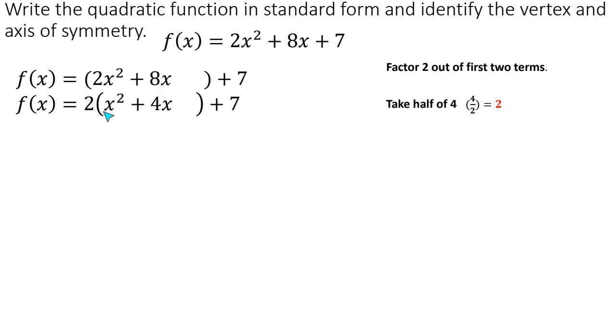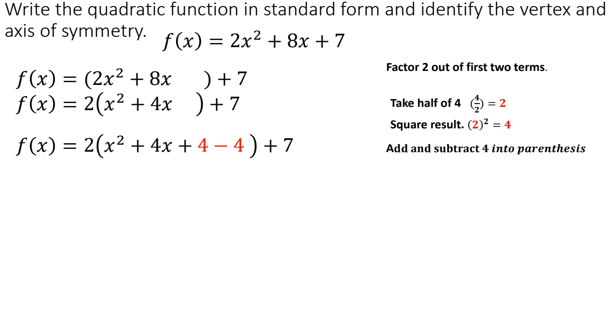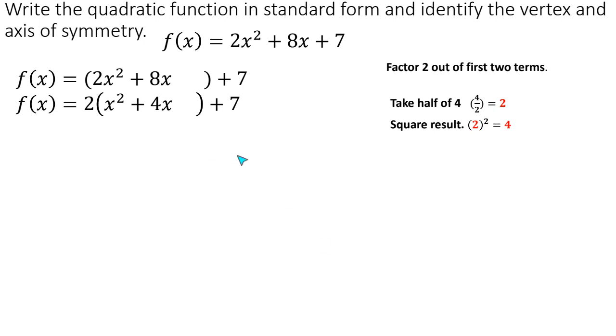Now that we have a 1 in front of our x squared, we're going to take half of b. So my b is 4. I'm going to take half of it. 4 divided by 2 is 2. And then your third step now is to square your result. So if we have 2 and we square, then we end up with 4. Okay. So 4 is the number that we want to add and subtract into the parentheses.